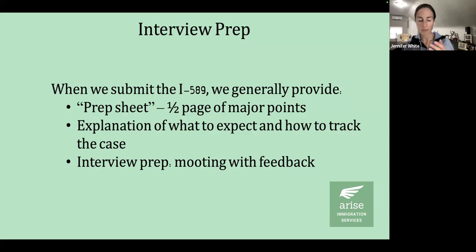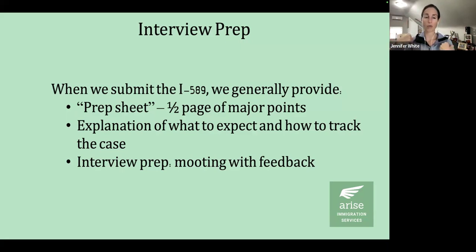And usually we deal with this right after we submit the I-589, because the process of assembling the case is so intense that you usually don't want to put the cart before the horse and deal too much with the interview until after you've submitted the case. Because one, it's overwhelming for your client, and two, it's overwhelming for us. So try to submit the application, then you deal with the interview stuff.